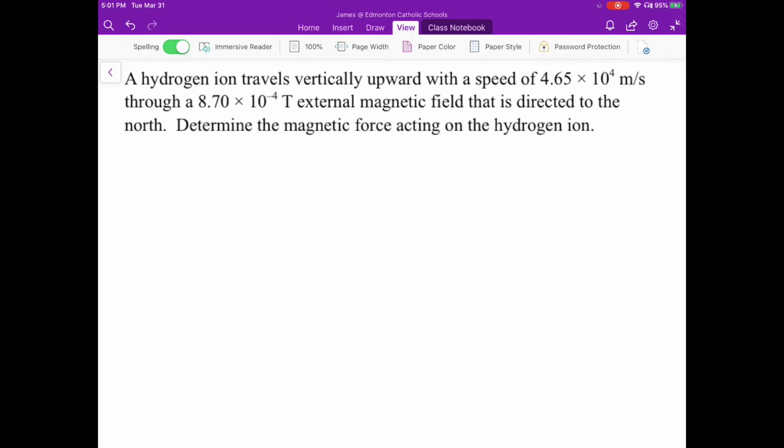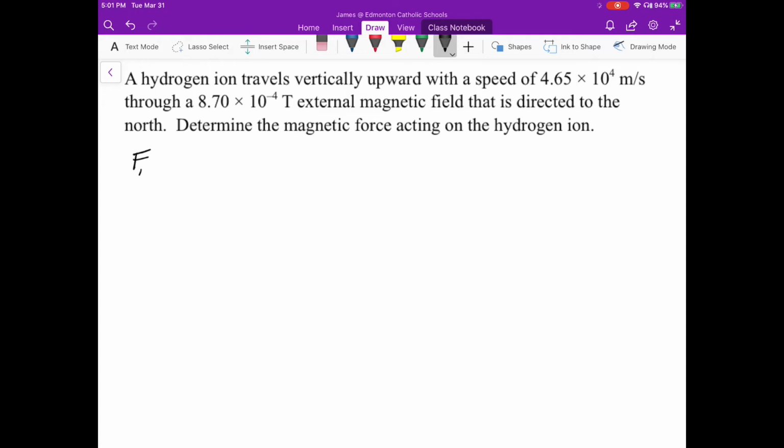Okay, now we've got an example problem here. A hydrogen ion travels vertically upward with a speed of 4.65 times 10 to the 4 meters per second through an 8.7 times 10 to the negative 4 tesla external magnetic field that is directed to the north. Determine the magnetic force acting on the hydrogen ion. So the actual magnitude is not exactly rocket science.